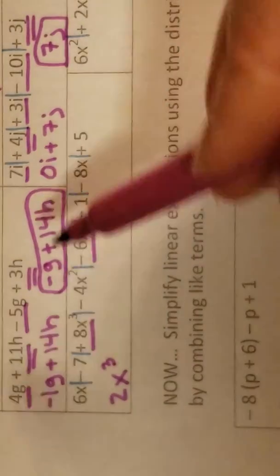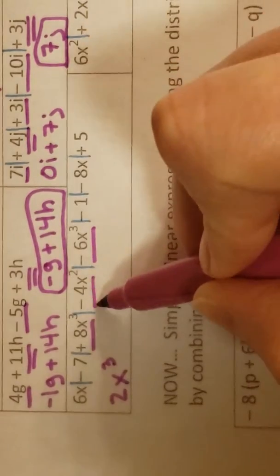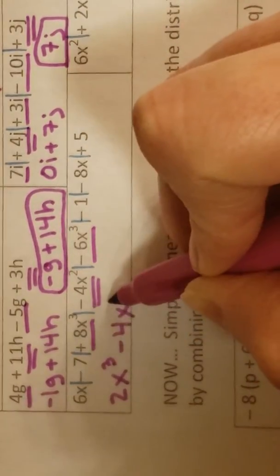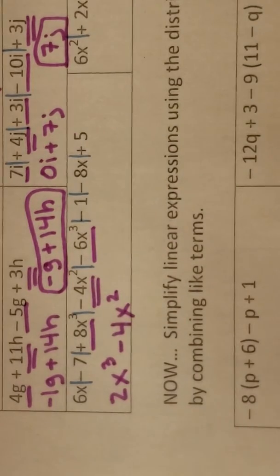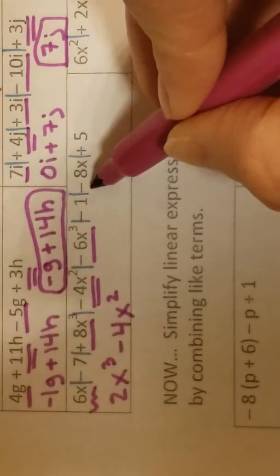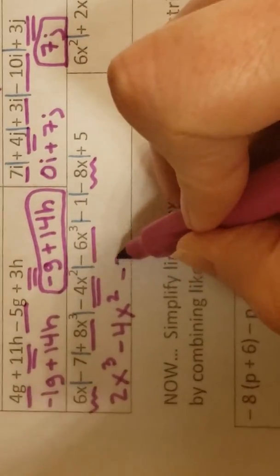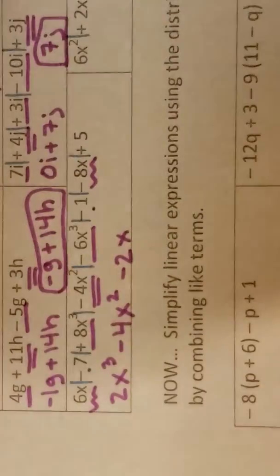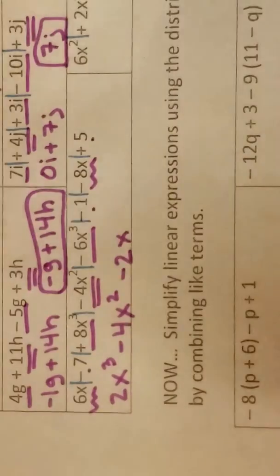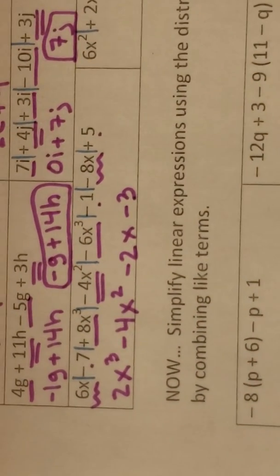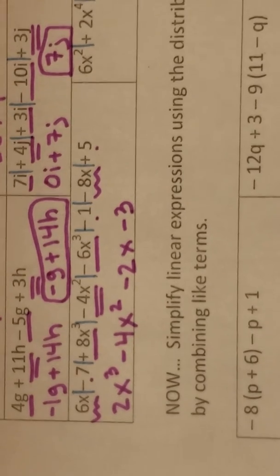Right, 1 step down from a cube is a square. Only 1 squared term, so negative 4x squared. Okay. Now we have the x's, so 6 minus 8, oh, I'm in the negative. And then the constants, negative 7 and negative 1 is negative 8, plus 5 back, still negative 3. Good. Try the next one.